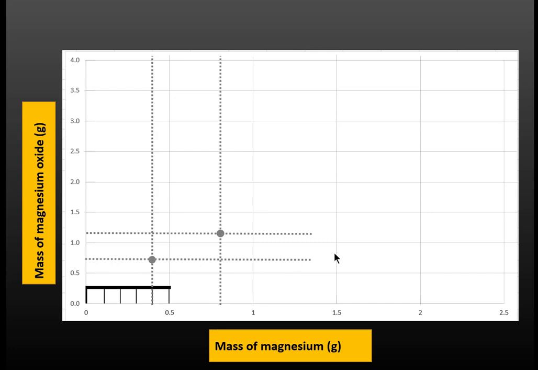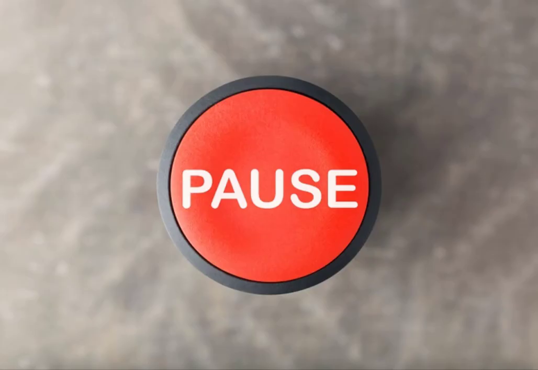Alright, so pause the video, and I would like you to plot all the other points yourself. See if you can plot all the other points yourself, and when you have finished plotting the points, you can continue the video and you can watch what the graph should look like.